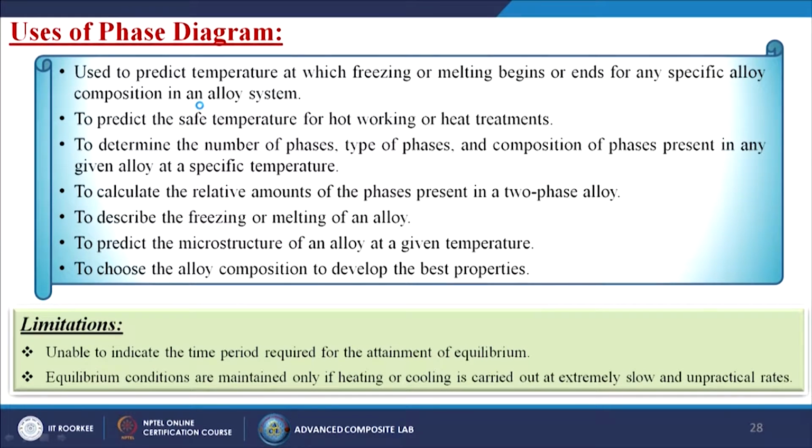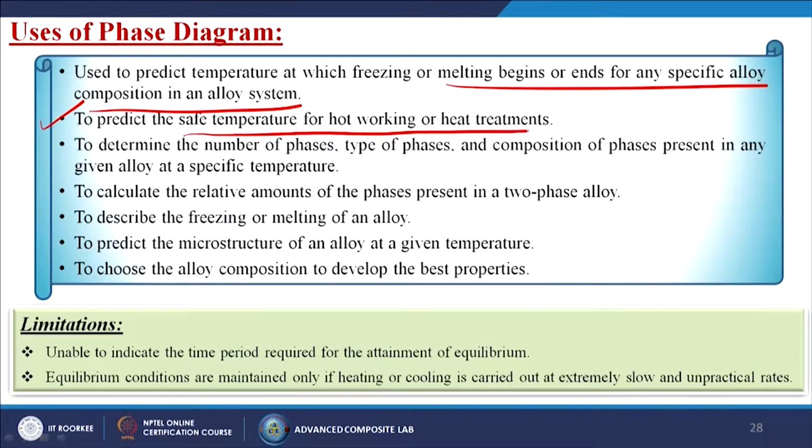Now, we are going to discuss the uses of a phase diagram. Used to predict the temperature at which freezing or melting begins or ends for any specific alloy composition in an alloy system. To predict the safe temperature for hot working or maybe the heat treatments. Easily, before starting the experiment, we can understand what temperature we can achieve these kinds of properties, or maybe the material will show different properties, maybe thermal properties or maybe the electrical properties.